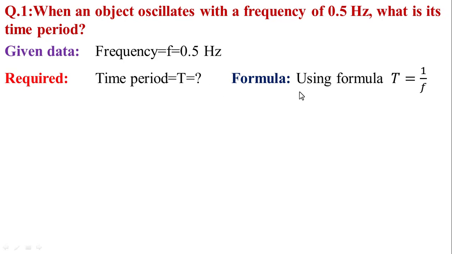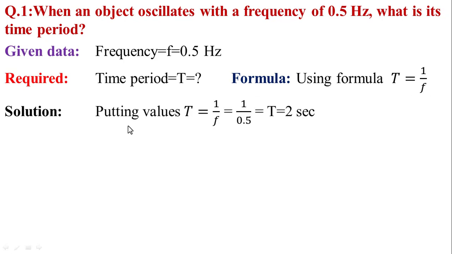We use the formula T is equal to 1 upon f, because the time period is the reciprocal of frequency. So we use the formula T is equal to 1 upon f. Solution: putting the values, T is equal to 1 upon f is equal to 1 upon 0.5. So 1 divided by 0.5, then the time period T is equal to 2 seconds.